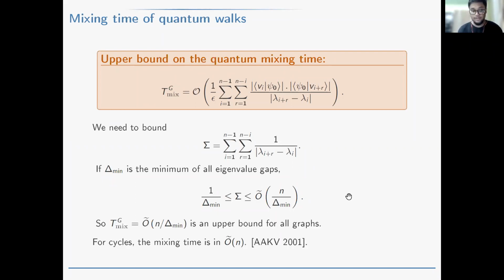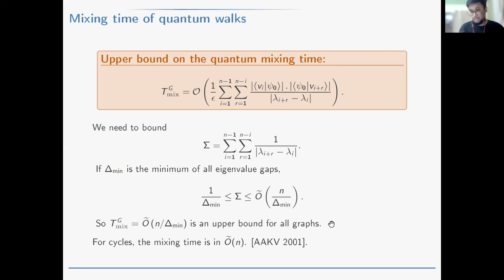So the expression on the right hand side gives you an upper bound on the quantum mixing time for all graphs, because the analysis is not graph specific. This was the result of Ambainis, Aharonov, Kempe, Vazirani 2001, and they also showed that for cycles, for example, the mixing time is in O tilde of n.